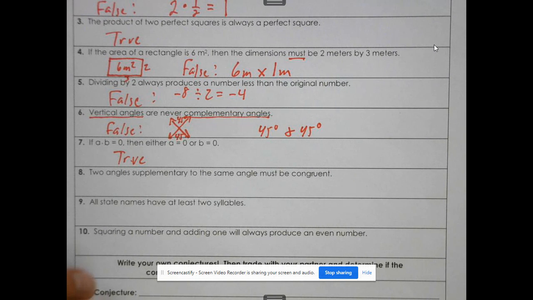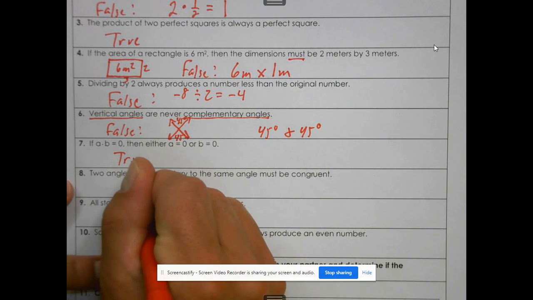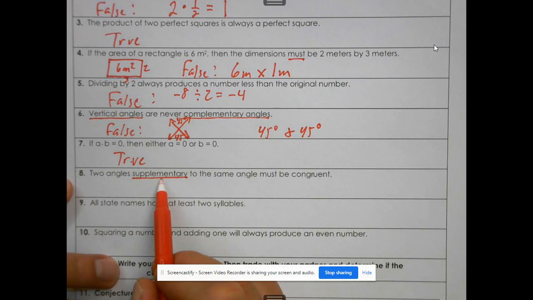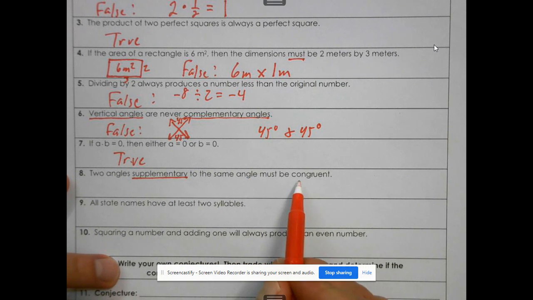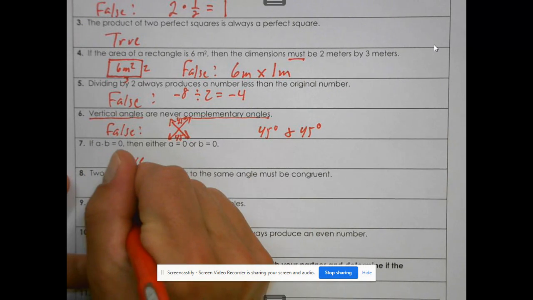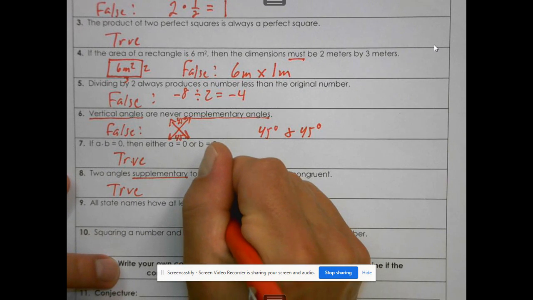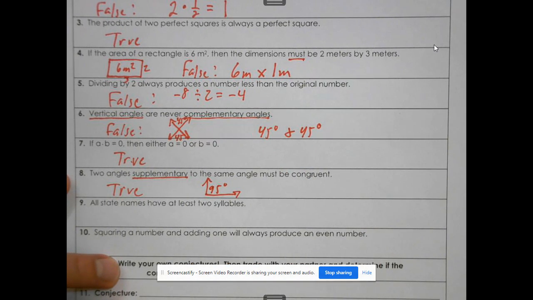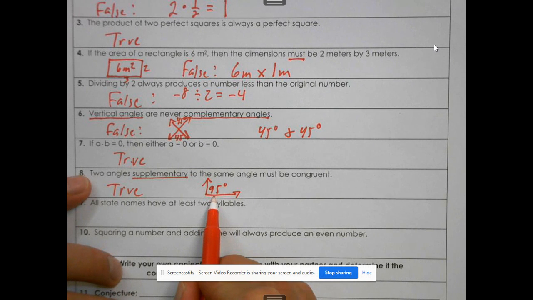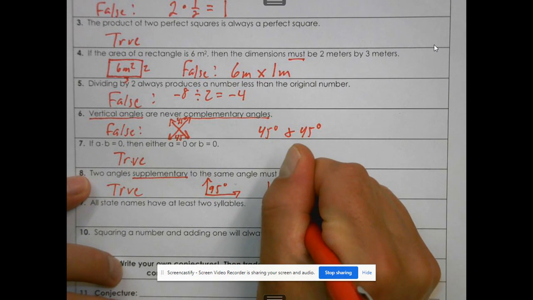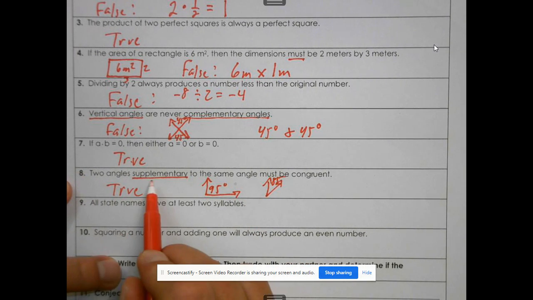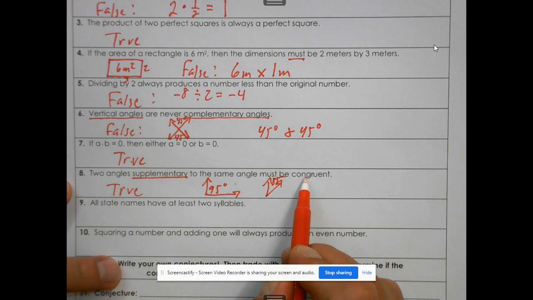Number 8, more vocab. Two angles supplementary. Remember, that means they have to add up to 180 degrees. If two angles are supplementary to the same angle, they must be congruent. True. Here's why. Let's say I gave you an angle of, say, 95 degrees. Any angle supplementary to this angle must be 85 degrees. So two angles supplementary to the same angle must be congruent. That is true, for sure.